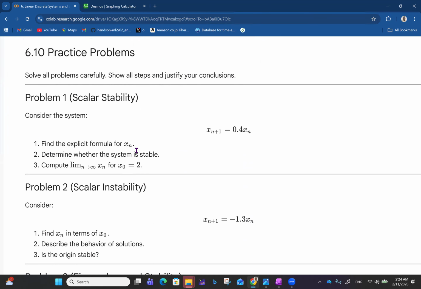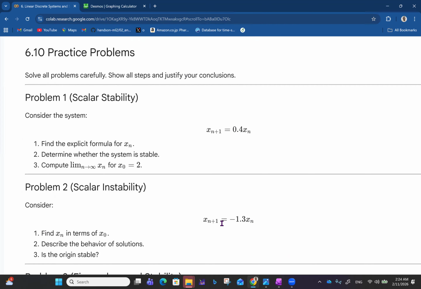So find the explicit formula for xn. Then determine whether the system is stable. Compute this for x naught, and compute limits. Okay, maybe I should try this. X sub n plus 1 is 0.4 xn. Well, we can already know that it's going to be 0.4 raised to power n, so it's going to approach zero still. So I think I shouldn't worry.